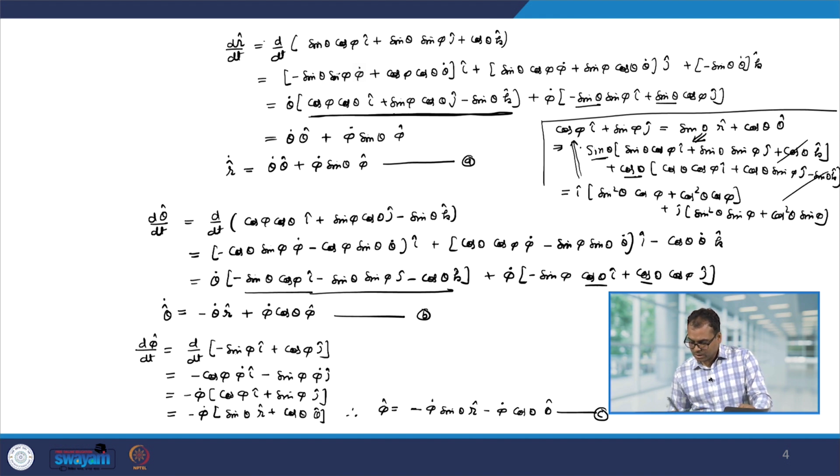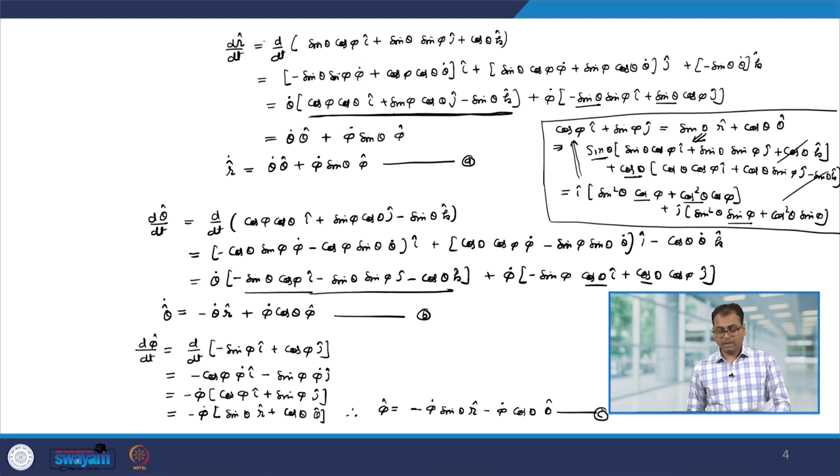this because you can take cos phi as a common factor. So, it is sin square theta plus cos square theta, which is 1. So, it becomes i cos phi plus here also you can take sin phi as a common factor. So, it becomes sin square theta plus cos square theta, which is again 1. So, we get j sin phi.